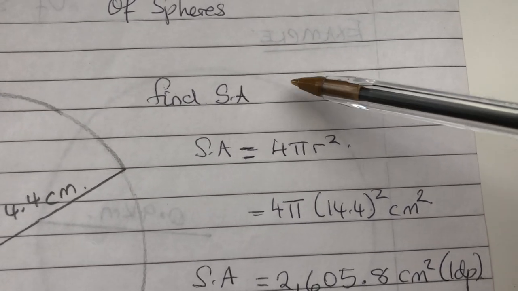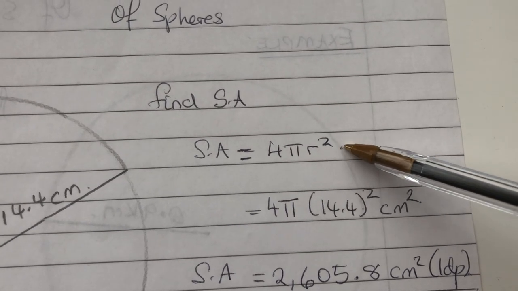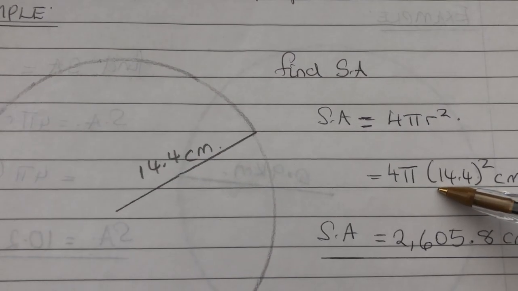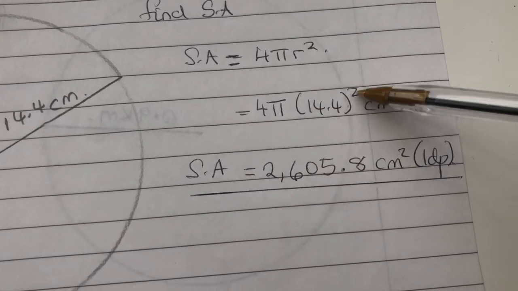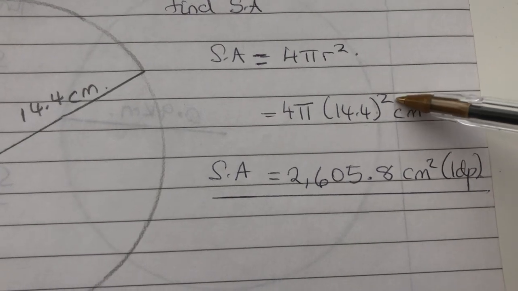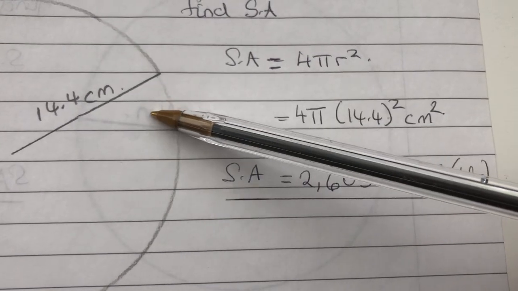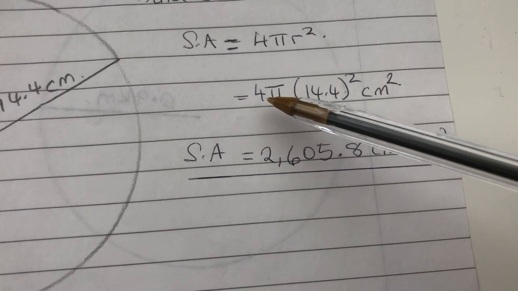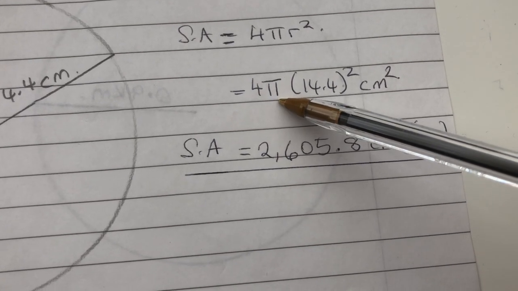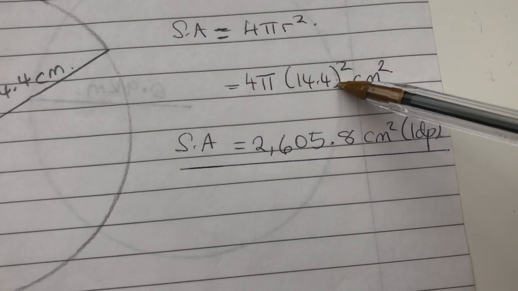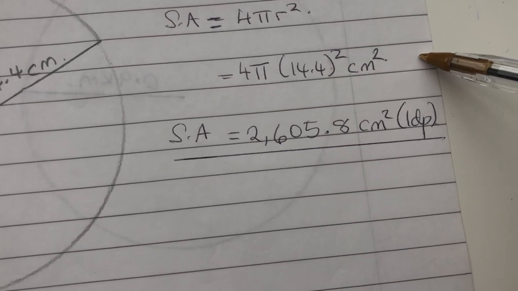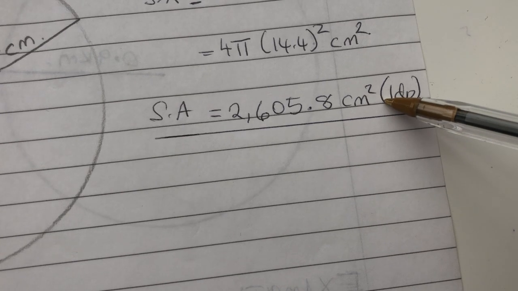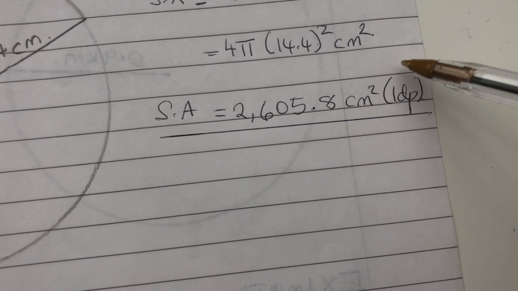Example, surface area again. So 4 pi r squared. So 4 pi, r here is 14.4 centimeters all squared, and we are finding the surface area. Since the radius is in centimeters, we'll end up getting the unit in centimeters squared. On the calculator, 4 times pi times 14.4 times 14.4, and you should get 2605.8 centimeters squared, and that is to one decimal place.